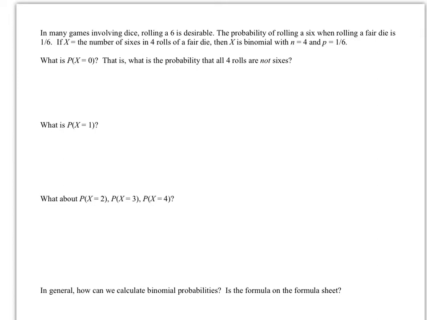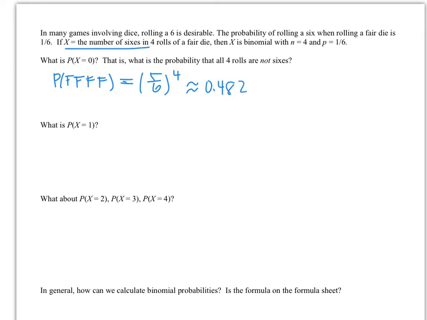So when it says, what is the probability that x equals 0? Okay, so x being the number of 6s, I'm really asking, what's the probability that all 4 rolls are not 6s? Well, this is really the probability of 4 failures. The probability of not being a 6 is 5/6. But then I'm rolling the die 4 times. So that's 5/6 to the 4th, which is about 0.482.